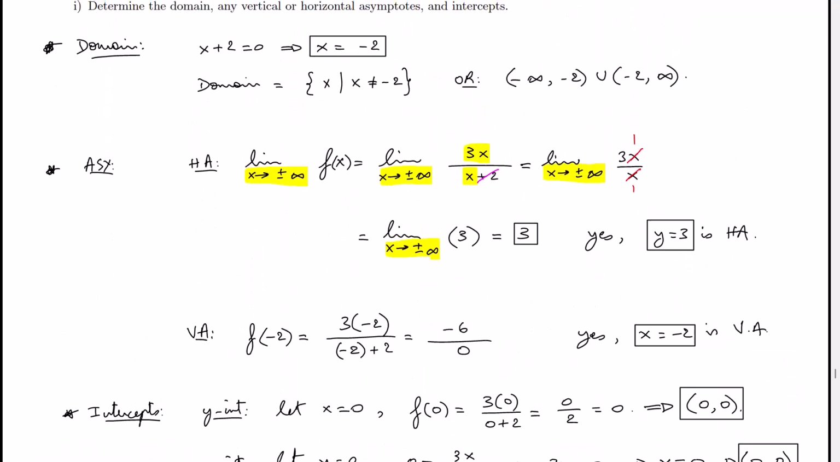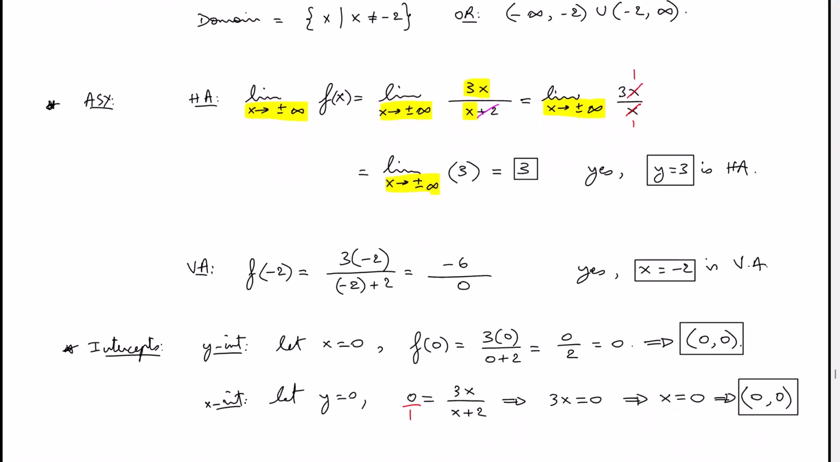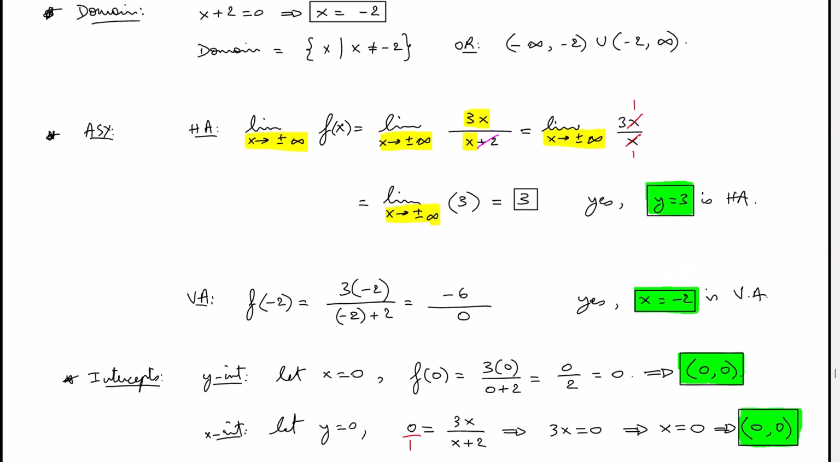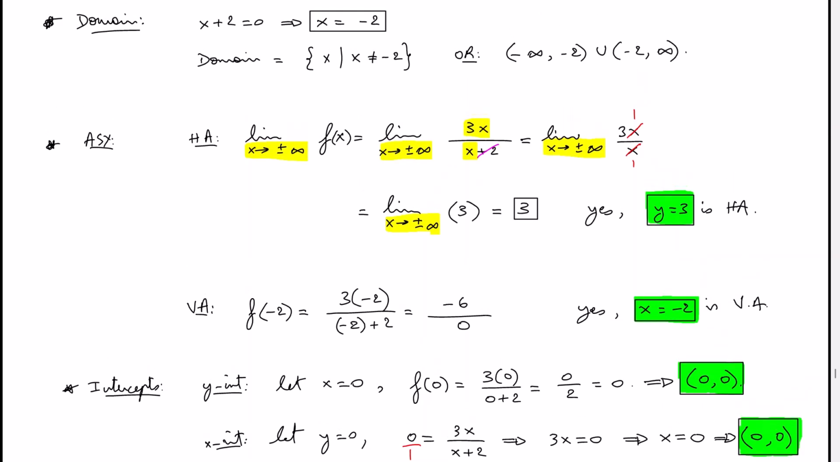So far, from all this, we can see that y equal to 3 is an important location, x equal to negative 2 is an important location, and 0, 0 is an important location. And like I said, we did it twice, but we didn't have to do it the second time. We also know that the domain does not contain the value negative 2, so that's another important location to pay attention to.